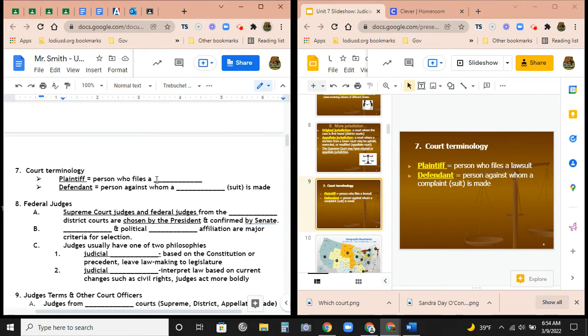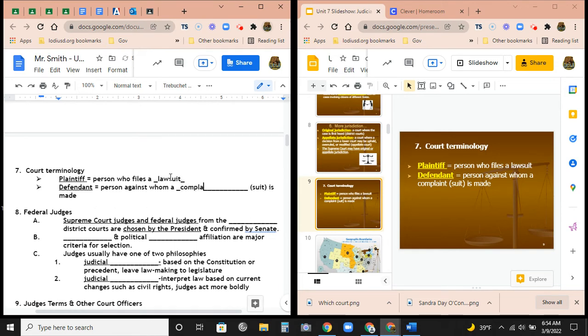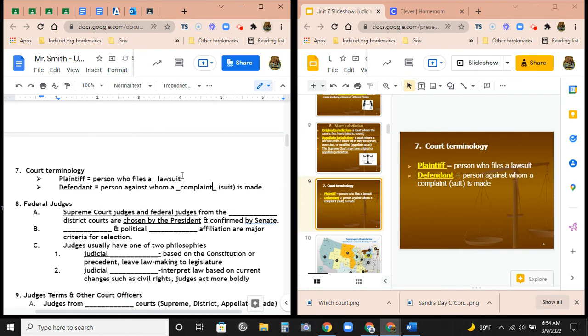Here's some court terminology. A plaintiff is the person who files a lawsuit. A defendant is the person who has the lawsuit filed against them. Often defendants make counterclaims. Complaint is synonymous with lawsuit, just another term for it. Go ahead and make it look good. Make sure it's underlined. Doesn't take that long.